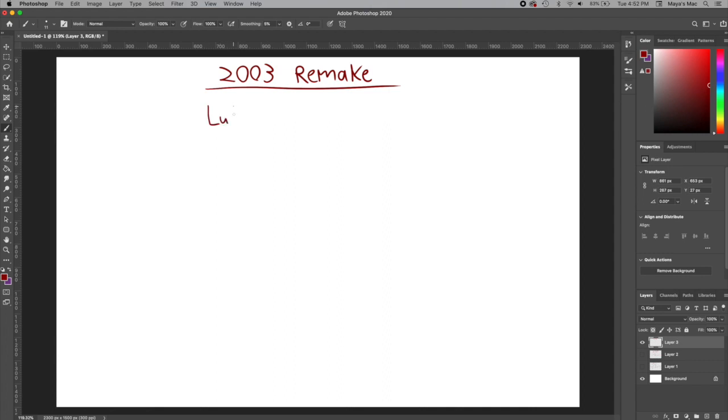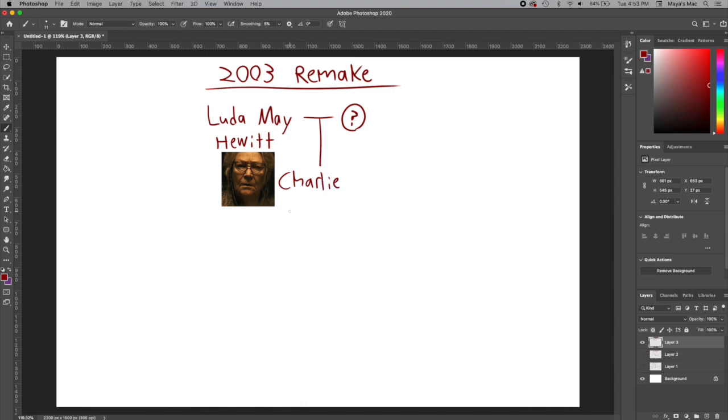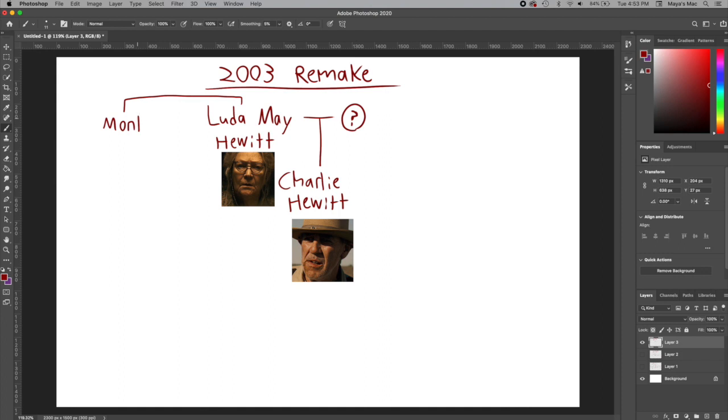So they're now the Hewitt family. I still find it very strange that they decided to change the name. Hewitt just doesn't feel right. I don't know, it's weird. Anyways, so we've got Luda Mae Hewitt, who gave birth to Charlie Hewitt with an unknown person, and then we've got her brother Monty Hewitt, Uncle Monty.